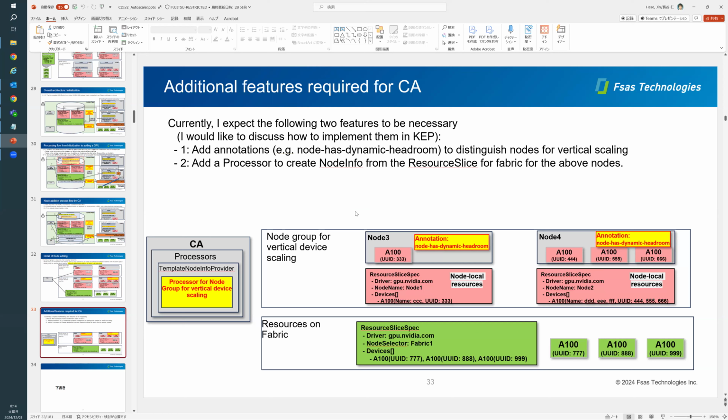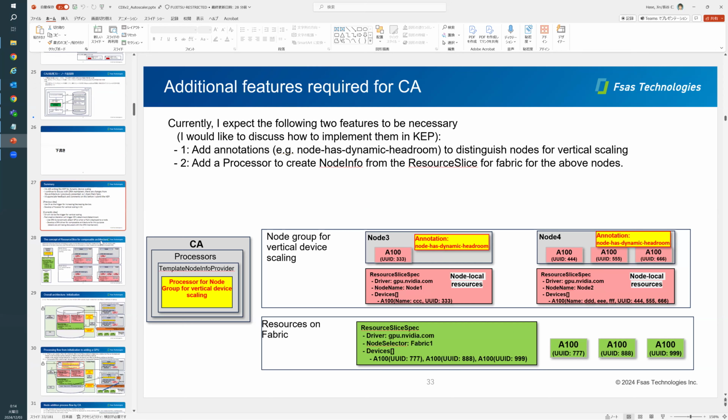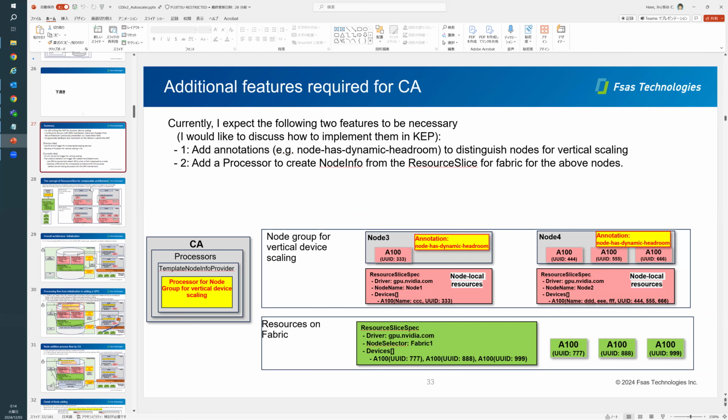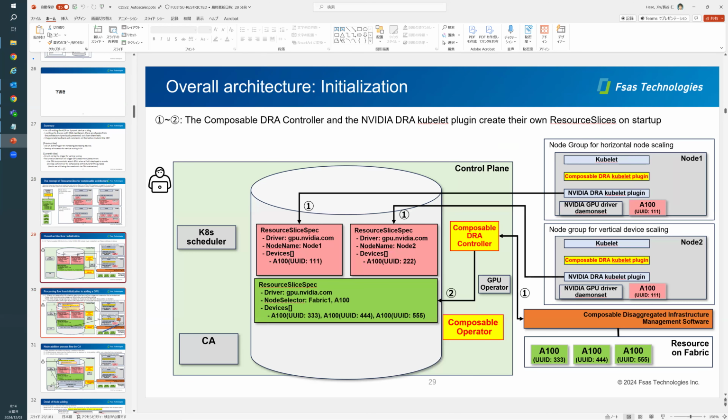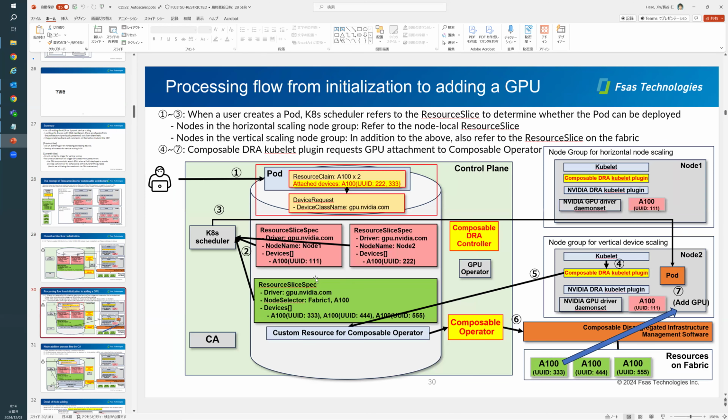Can I go back to my original question? Which page should I show? Can you show the slide with the flow of what happens in what order? Okay, I think this one. So here, we have some resource slices in the... So okay, maybe just to take a step back.